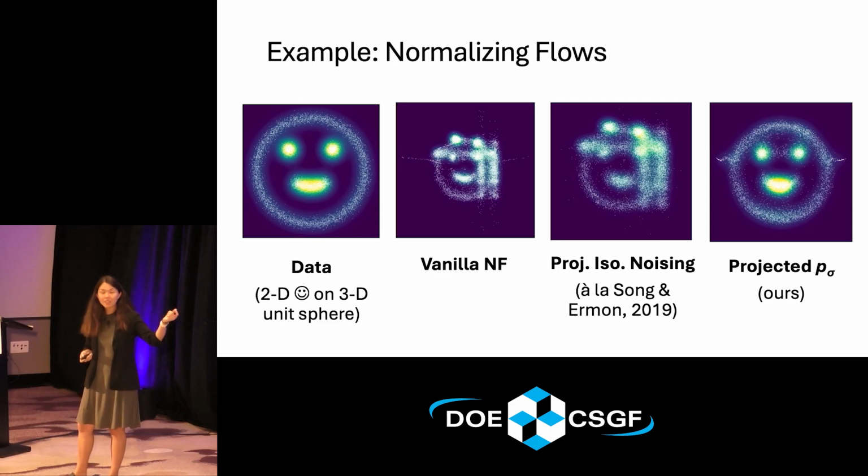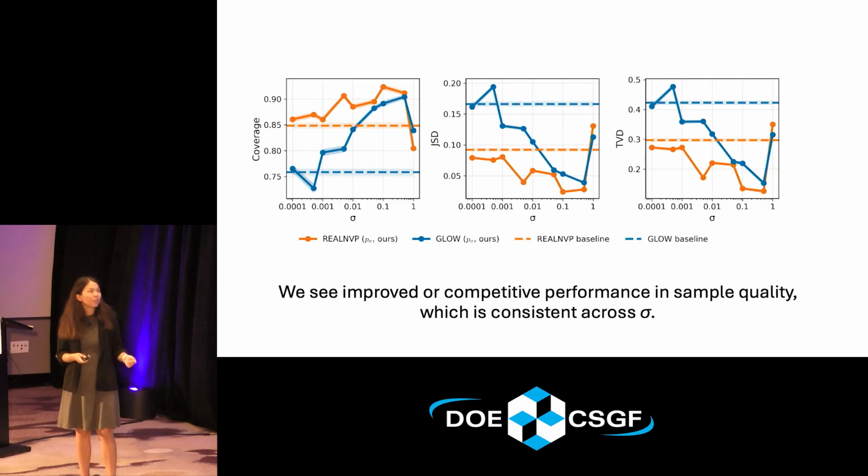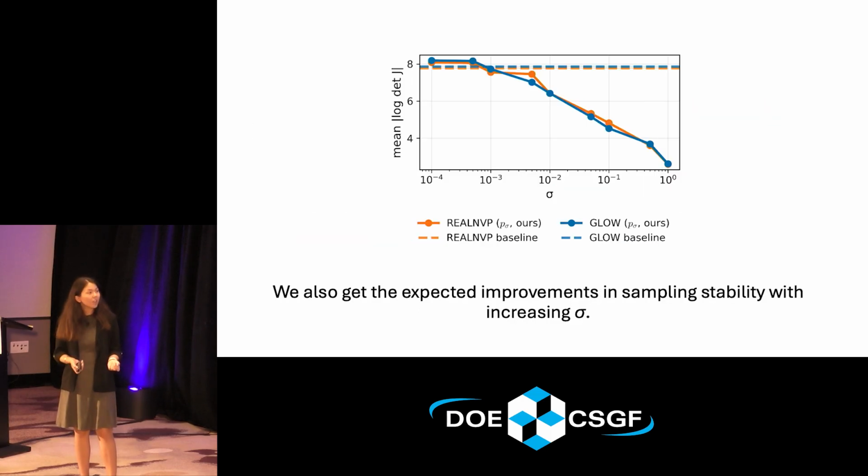And if we were to use a vanilla normalizing flow, which is just one type of generative model, or use isotropic noising, we would get these weird projection artifacts after the fact. But for ours, we don't get any of those artifacts. So if we evaluate this on various metrics of distributional fidelity, we see either improved or really competitive performance in sample and distribution quality, which is consistent across sigma.